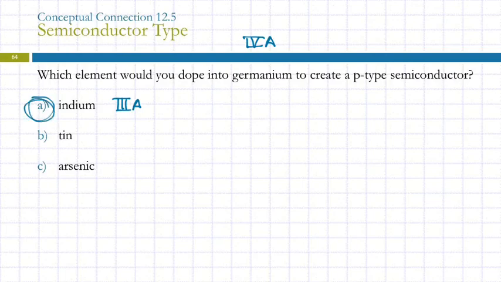Tin is in group 4A. If you dope germanium with tin, what would happen? Nothing in terms of the conductivity because it's the same number of valence electrons. Arsenic is in group 5A. So what kind of a semiconductor would that make? The other kind. N-type. That would give you an N-type because it would have extra electrons, and so that would cause there to be electrons permanently in the conduction band. Questions?